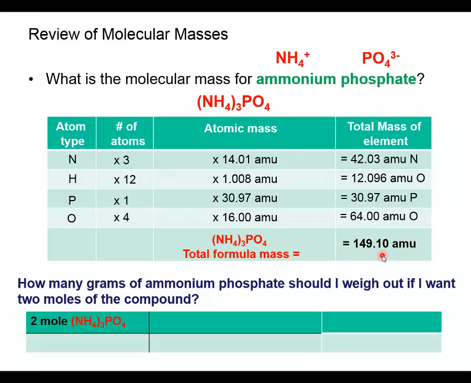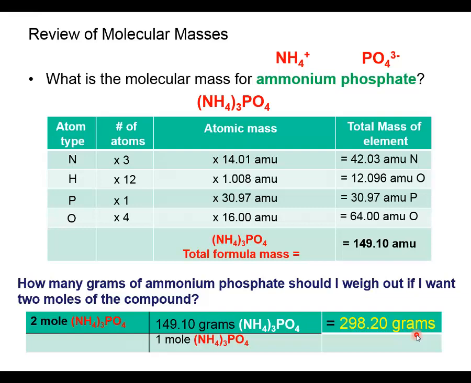So I'm thinking about this. If I want 2 moles of ammonium phosphate, and I know the molar mass is 149.10 grams of ammonium phosphate for every mole of ammonium phosphate, meaning when I have Avogadro's number worth of ammonium phosphate formula units. If I take 2 times 149.10 grams, I'll end up with 298.20 grams. So I have to weigh out twice the molar mass if I want to weigh out 2 moles of this substance.